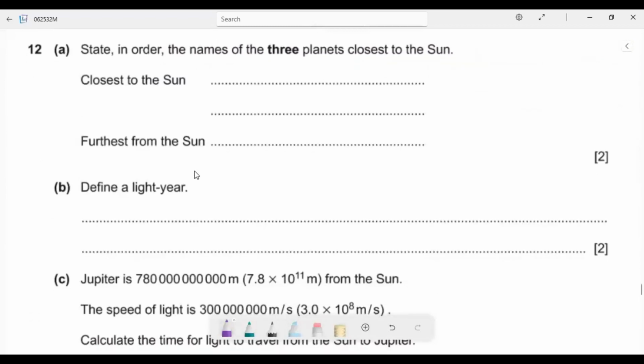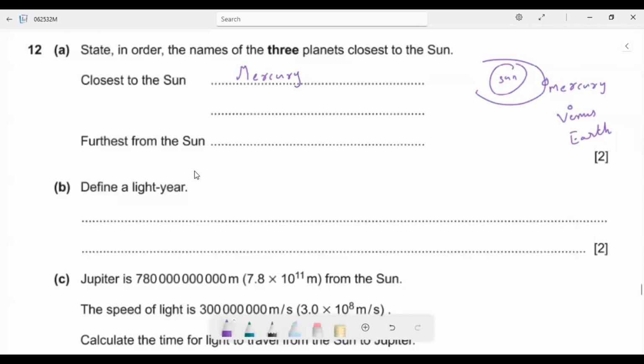State in order the names of three planets closest to the Sun. So next to the Sun, it is Mercury. So after Mercury, it is Venus. Then Earth. So closest to the Sun, it is Mercury. Next, it is Venus. And next, it will be Earth.